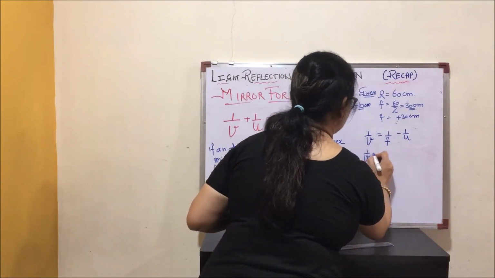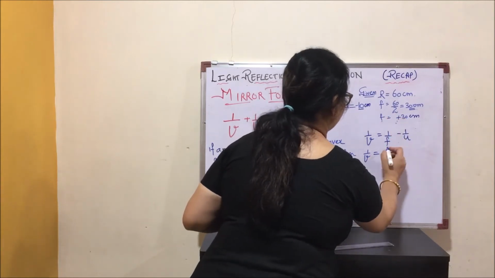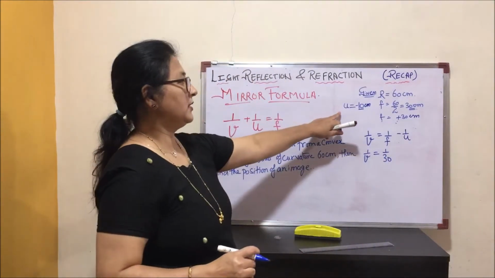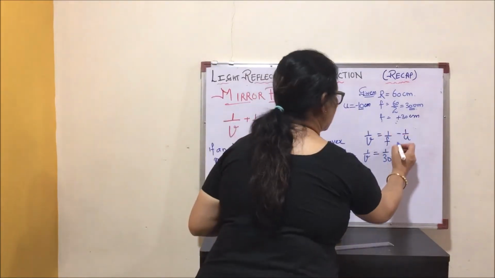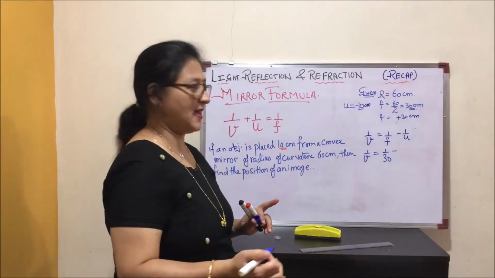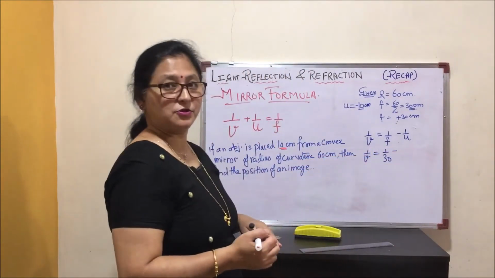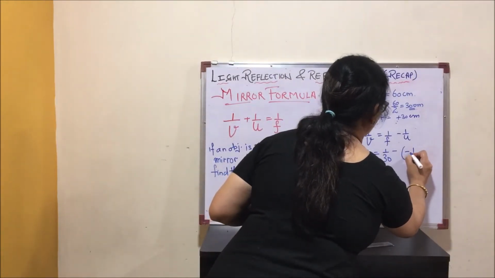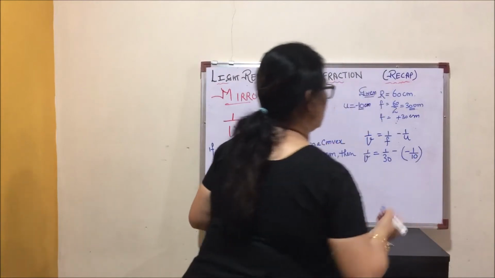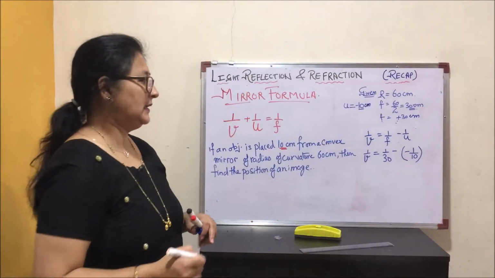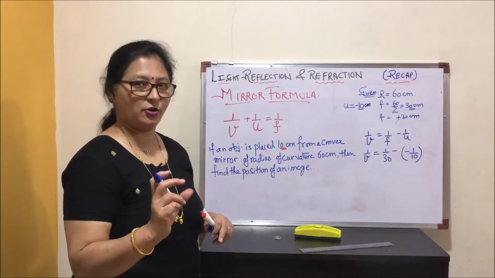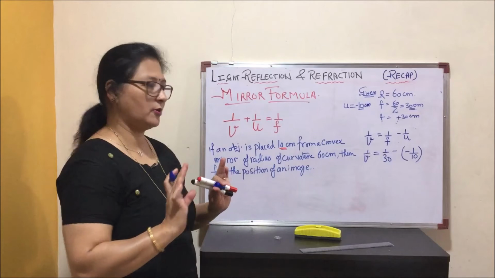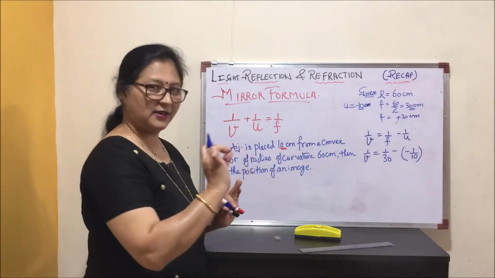1 upon V is equal to what? F is 30 centimeters, so 1 upon 30, right? And U is minus 10. So you have to put this minus. When you are substituting the value of U, at that time what do you have to do? Put a bracket, right? Minus 1 upon 10. Clear? We never put a negative sign in the denominator. Fine. So you have to bring it at the top. Minus 1 upon 10. Okay.